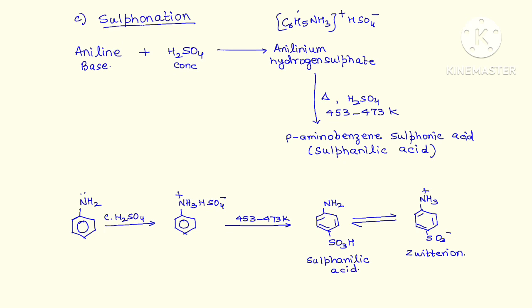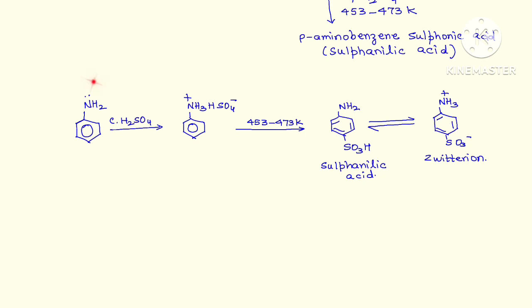If we heat this in the presence of H2SO4 at 453 to 473 Kelvin, interestingly it does give us what we call as para-aminobenzene sulfonic acid. Don't worry, let's write the reaction, it will become easier to understand. So our aniline with concentrated H2SO4, aniline hydrogen sulfate. As you see, our nitrogen was electron rich, so the study could have been so simpler, but it has complicated the matters for us. Now when you heat it, you get over here what we call as sulfanilic acid.